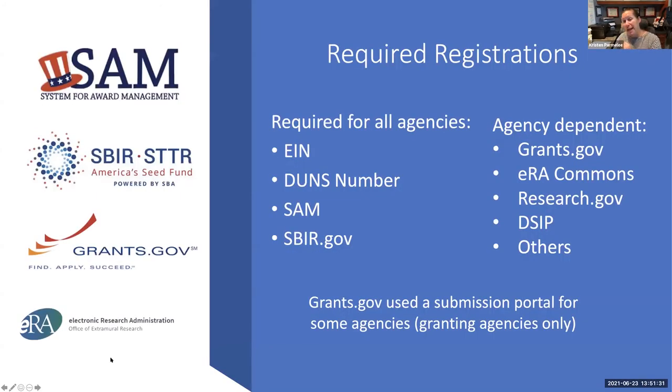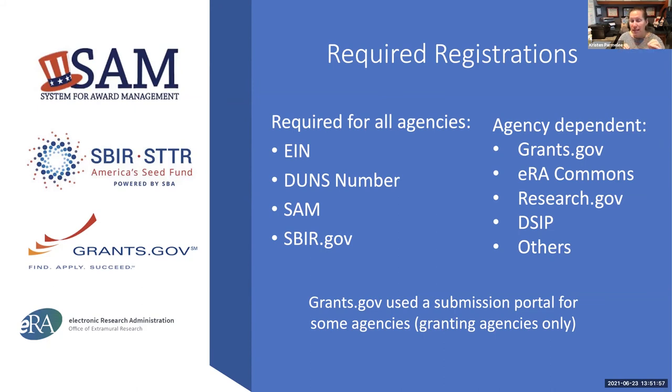Okay, I'm going to just briefly touch on what to expect if you decide to prepare your proposal. First, no matter what agency you're submitting to, the registrations on the left are required. So no matter what you're submitting to, you must have an EIN number or a TIN, tax identification number, employee identification number that's granted by the IRS. You must have a DUNS number. And you must be registered and active on SAM, which is System for Award Management.